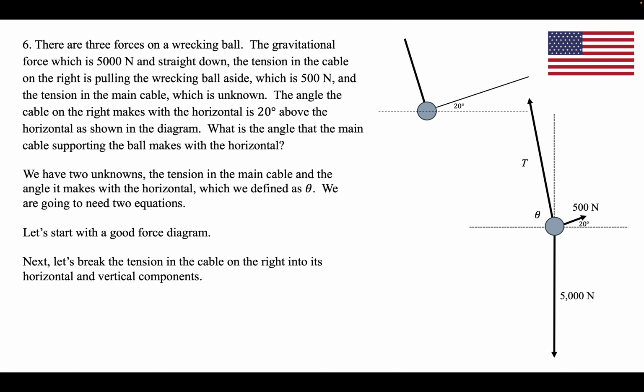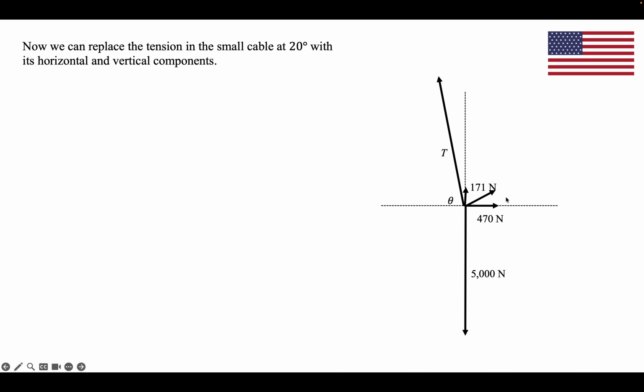Now, first thing we do, we break the 500 Newton tension into its horizontal and vertical components using sine and cosine. The horizontal component is 500 newtons cosine 20 degrees. That's the adjacent side. The vertical component is upwards 500 newtons sine 20, and that's 171. So now we put these components on the diagram. 171, 470, and we can get rid of the 500 Newton vector there.